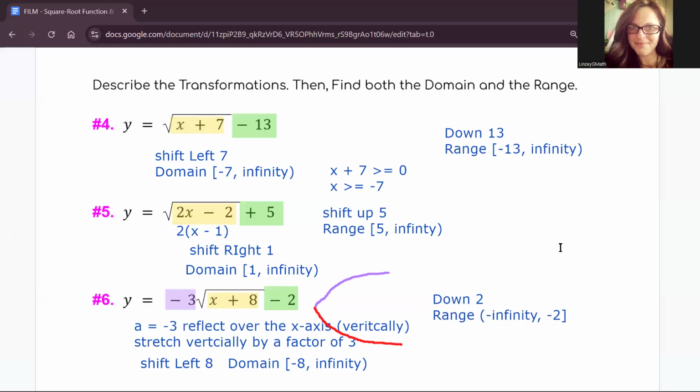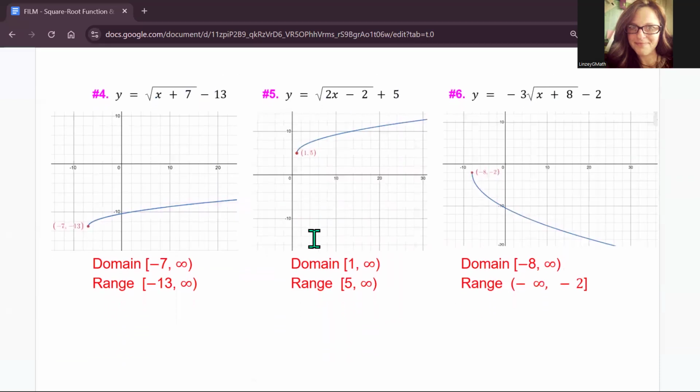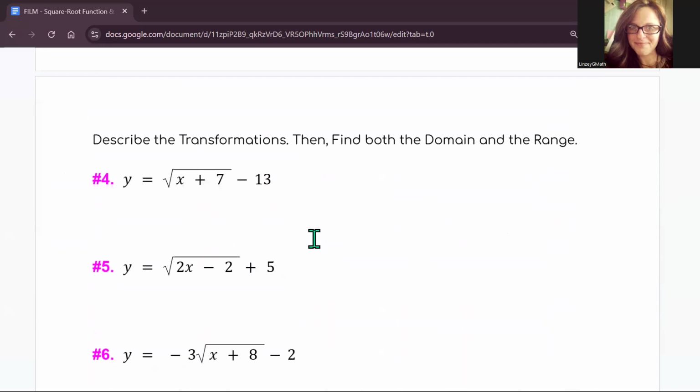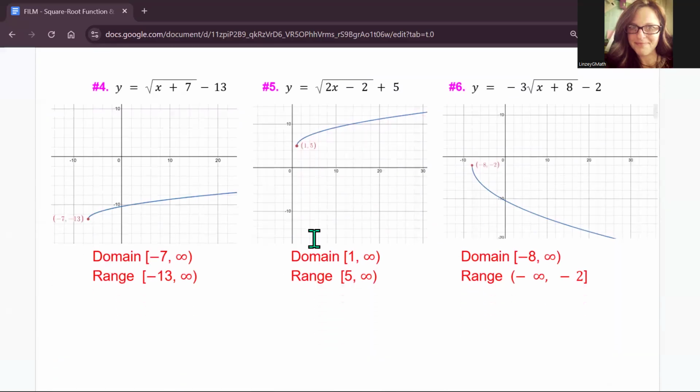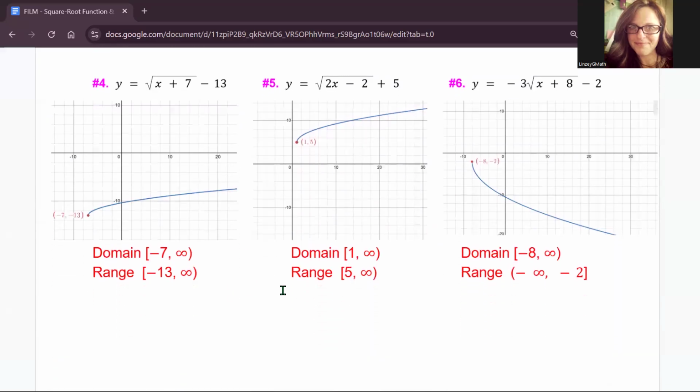And let's take a look at the graphs of these 3 problems, and we'll be done. And there you go. There is a visual picture of our graphs, our domain, and we see that this one has been reflected over the x-axis. So our range was affected.